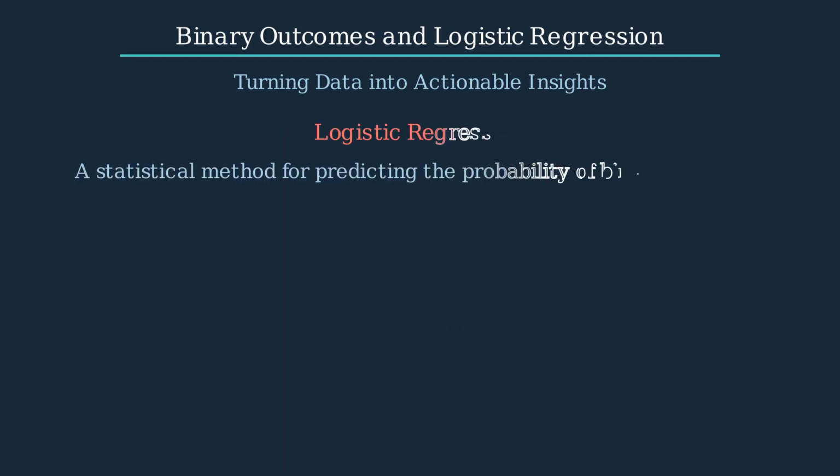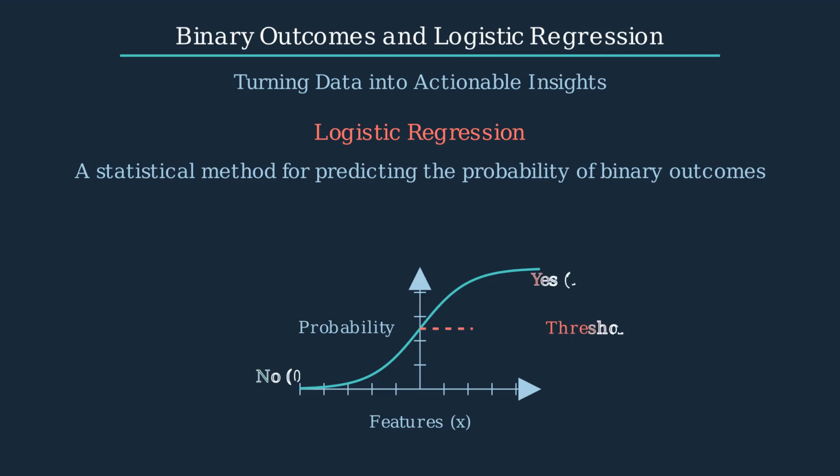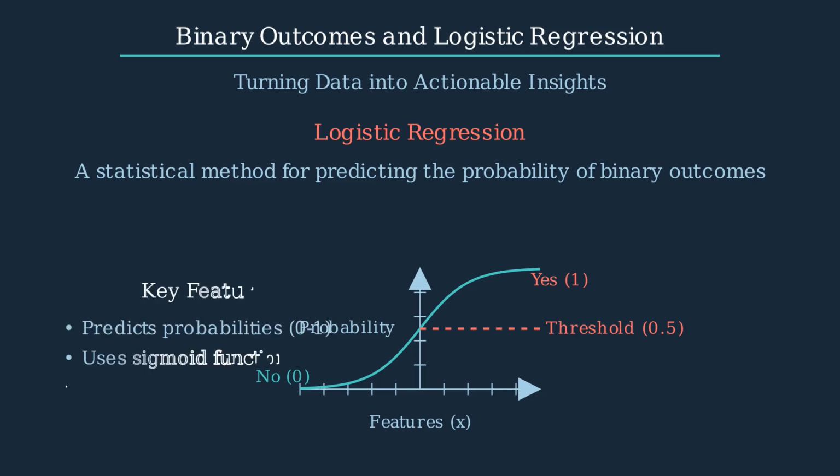Logistic regression is a statistical method designed specifically for predicting the probability of binary outcomes. Unlike linear regression, logistic regression uses a sigmoid function to map any input to a probability between 0 and 1. This makes it ideal for binary classification problems where we need to predict one of two possible outcomes.